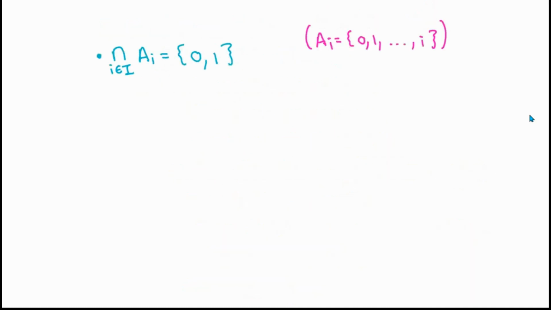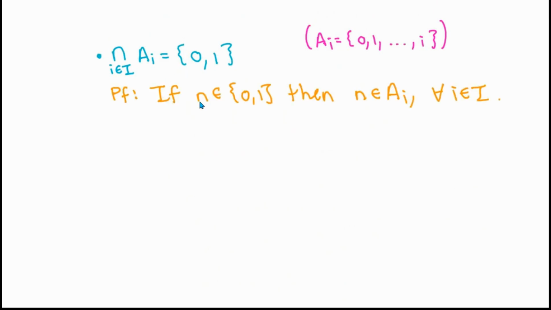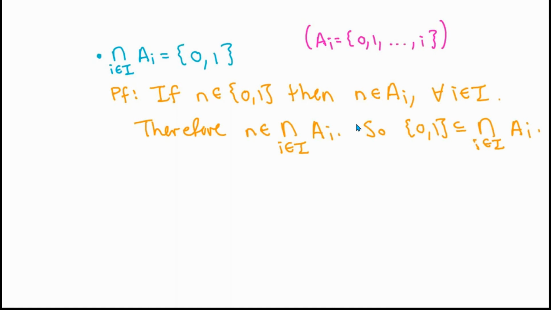We can prove our claim about the intersection of these sets being the set {0, 1} in a similar way. First, suppose that n is an element of the set on the right-hand side. Well then, n is 0 or 1, and so whichever one it is, by the construction of the A sub I's, it's going to be an element of the A sub I's for all little I's in big I. Well then, by the definition of intersection, that qualifies n to be an element of the intersection of the A sub I's.